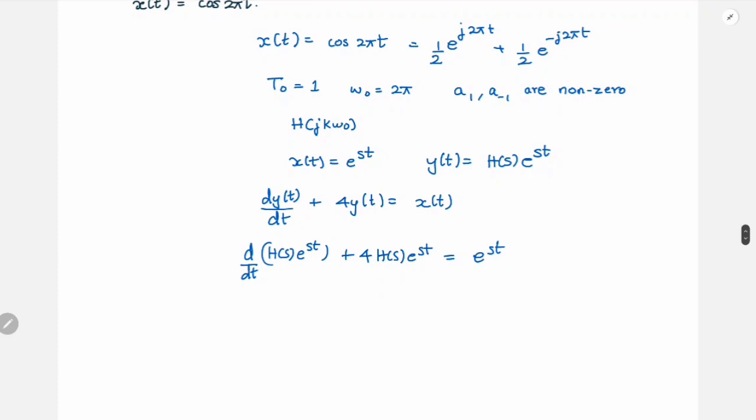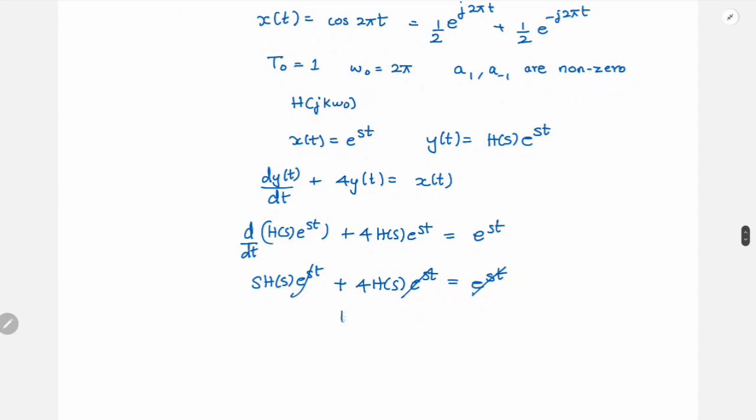This differentiation will give us s into h of s e power st, since h of s is not depending on t, only this term is depending on t. So plus 4h of s e power st is equal to e power st. We can cancel e power st. In here h of s is common: h of s into s plus 4 is equal to 1. This implies that h of s is equal to 1 by s plus 4.